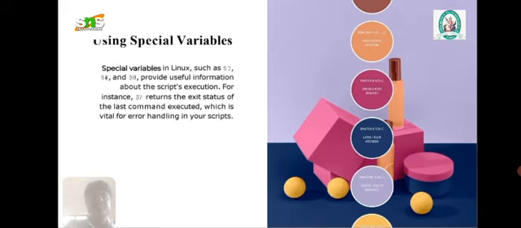Export variable. Next is special variables. Special variables such as dollar symbol, question mark, and hash symbol provide useful information for script execution. For instance, the dollar symbol with question mark returns the exit status of the last command executed, which is vital for error handling in your script.